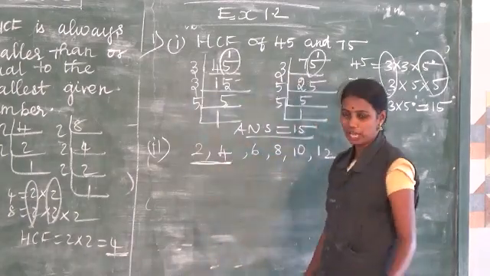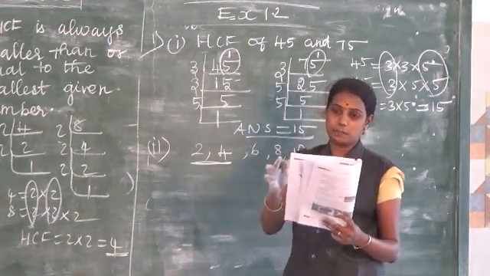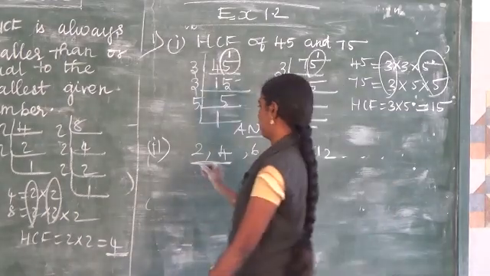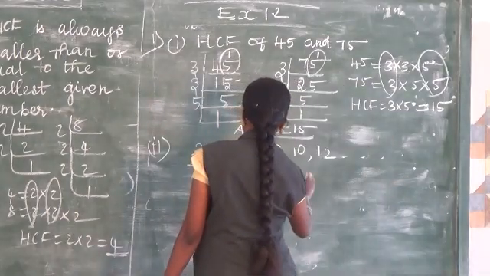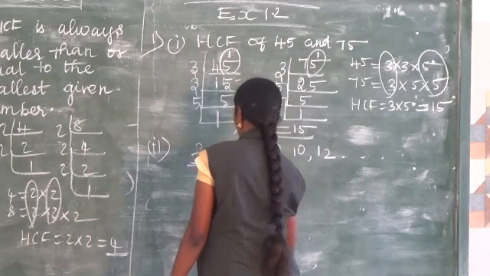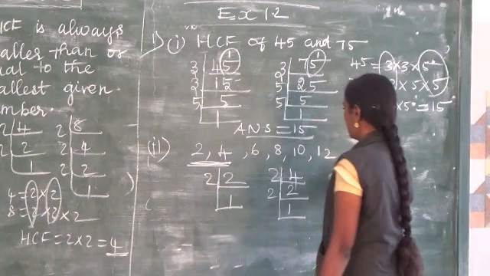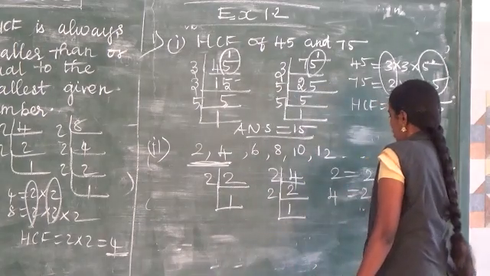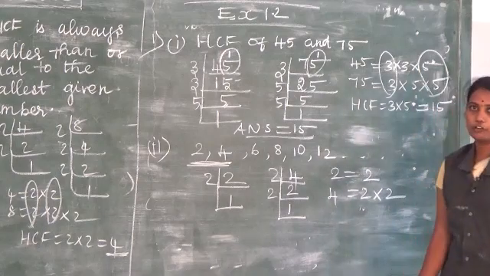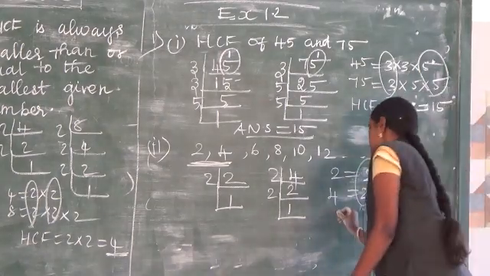I am taking 2 and 4. The question is the HCF of successive even numbers, so we are going to find the HCF for 2 and 4. 2 table once is 2, and 4 is 2 table 2 times. Now write the factors: factors of 2 is 2, factors of 4 is 2 into 2. Now find the HCF. Only the common is 2.